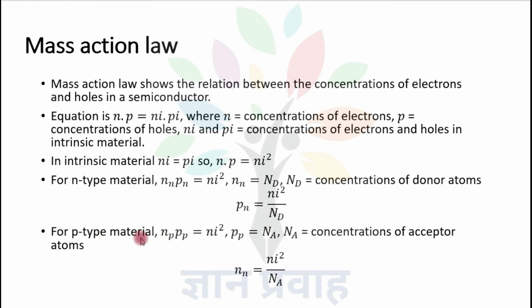Similarly, in P-type material, holes are in majority and electrons are in minority. It means Np into Pp equal to Ni square. Here Pp is Na, the concentration of acceptors, because a number of acceptor atoms are there in P-type material. So the concentration of electrons in P-type material, this one is Np, is Np equal to Ni square divided by Na.